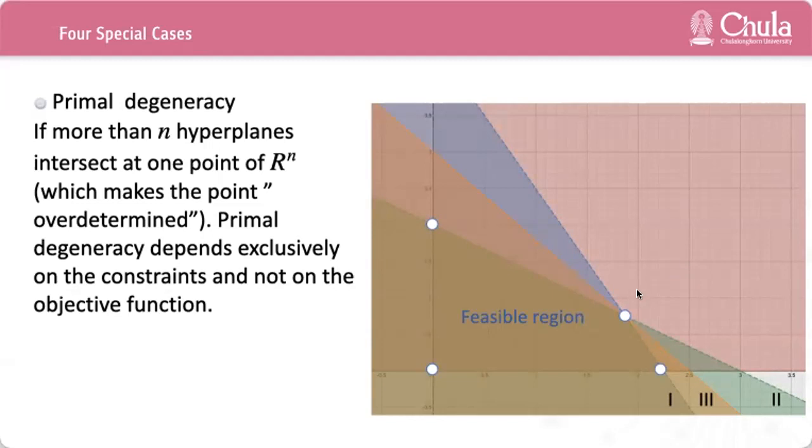But in this problem, this point is defined by 3 conditions already, not 2 conditions. Okay, so we call it primal degeneracy.